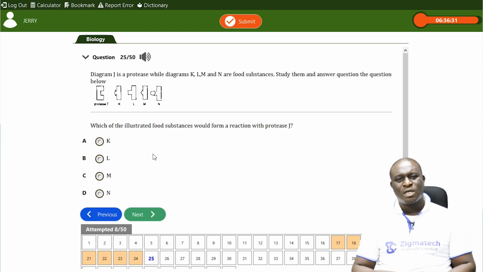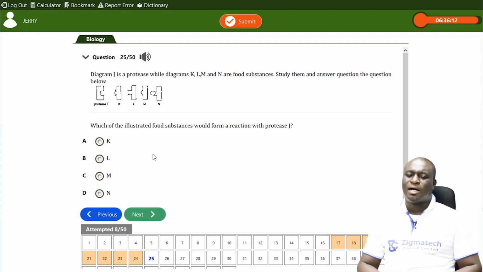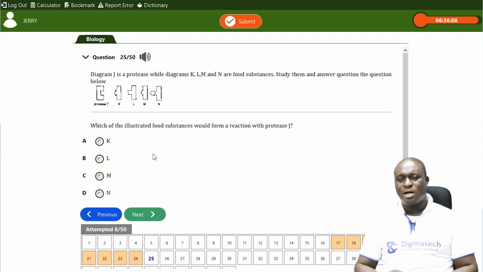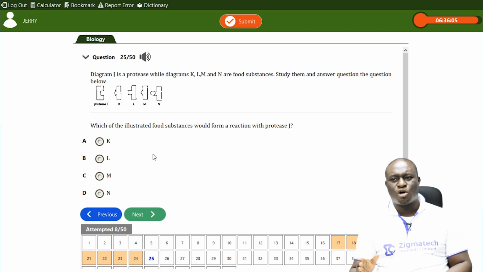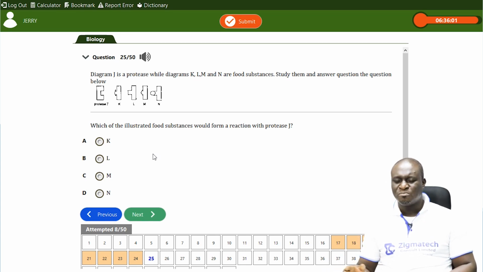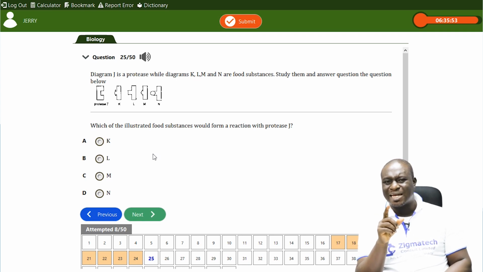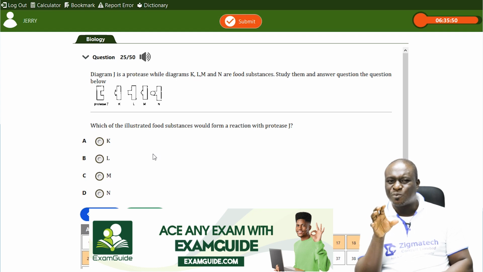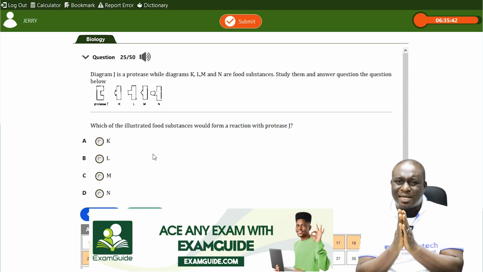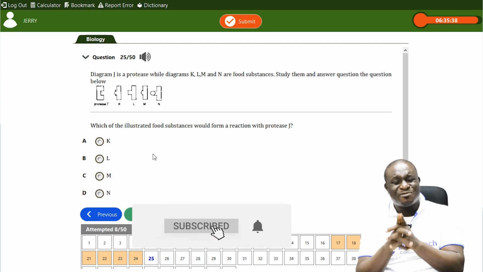They are chemical substances that speed up the rate of chemical reactions or metabolic processes in the body, but they are not used up at the end of the reaction. Now, if you look at the diagram we have there, look at the shape or the structure of the protease, and then look at the shapes of the substrates or the food substances that are there. One major characteristic of an enzyme is that they are specific in action, or you can say that they act on specific substrates. So there is a particular substrate or food substance that a digestive enzyme will work on.